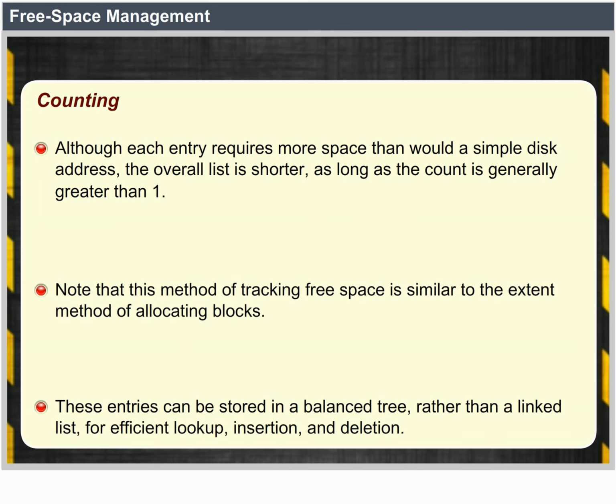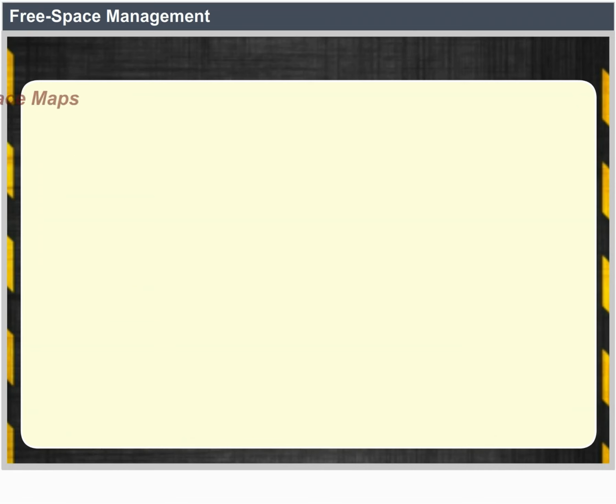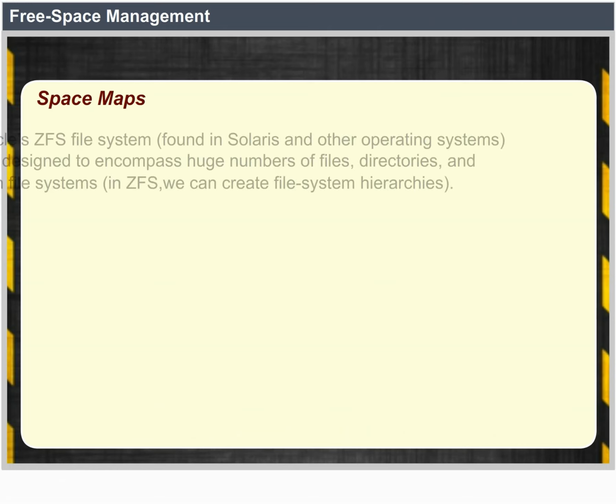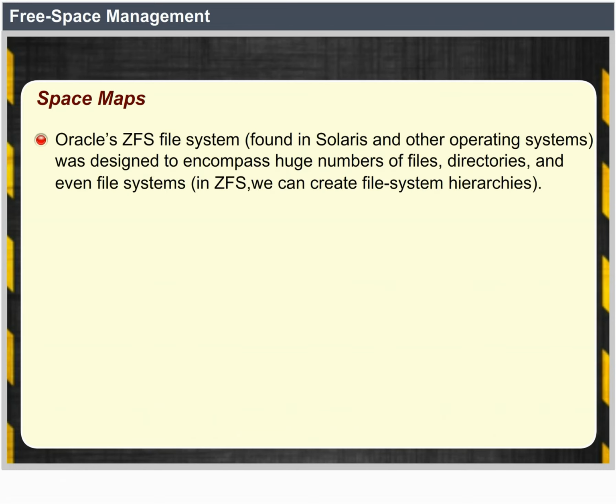Space maps. Oracle's ZFS file system, found in Solaris and other operating systems, was designed to encompass huge numbers of files, directories and even file systems. In ZFS, we can create file system hierarchies. On these scales, metadata input-output can have a large performance impact.